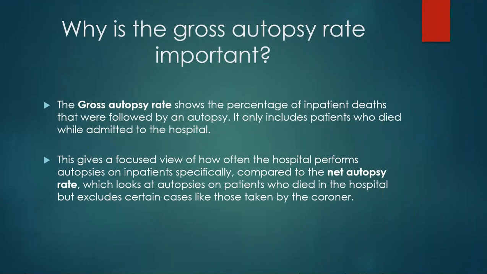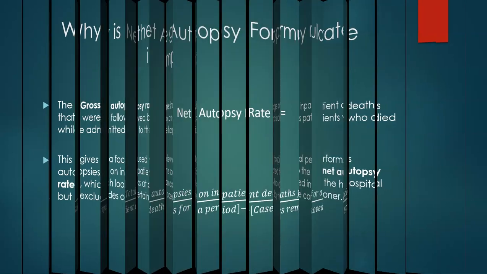Why is the gross autopsy rate important? Well, the gross autopsy rate shows the percentage of inpatient deaths that were followed by an autopsy. It only includes patients who died while they were admitted to the hospital. This gives us a focused view of how often the hospital performs autopsies on inpatients specifically, compared to the net autopsy rate, which looks at autopsies on patients who died in the hospital, but excludes certain cases like those that were taken by the coroner.